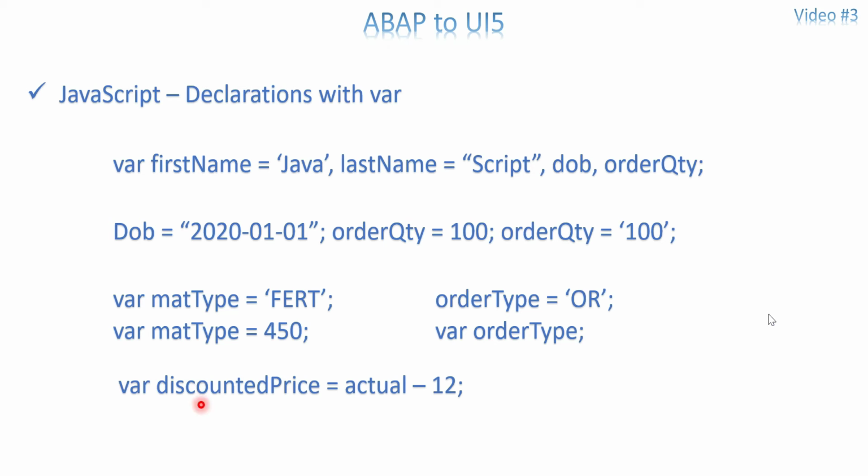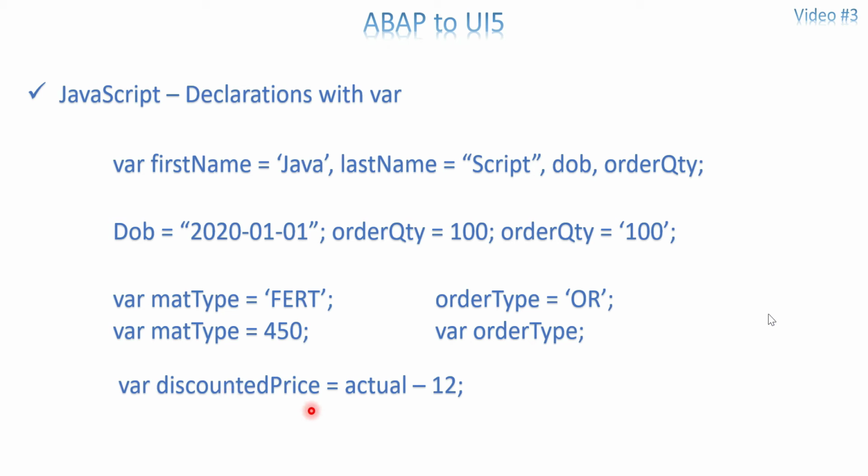In the definition part, you can do some mathematical things, like calculations, for example actual minus 12. Actual is one variable and 12 is a hard-coded constant. After this, the value and the data type of this variable are determined.